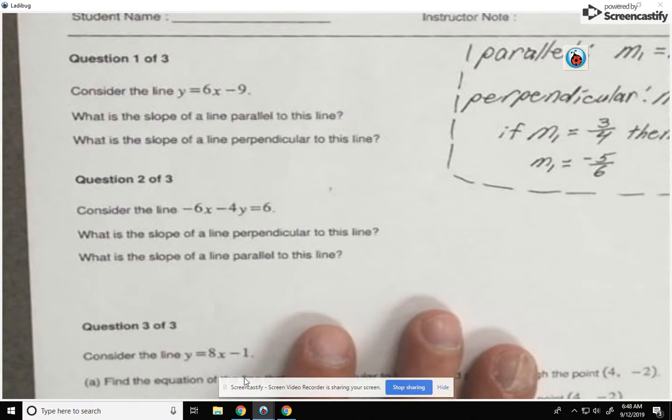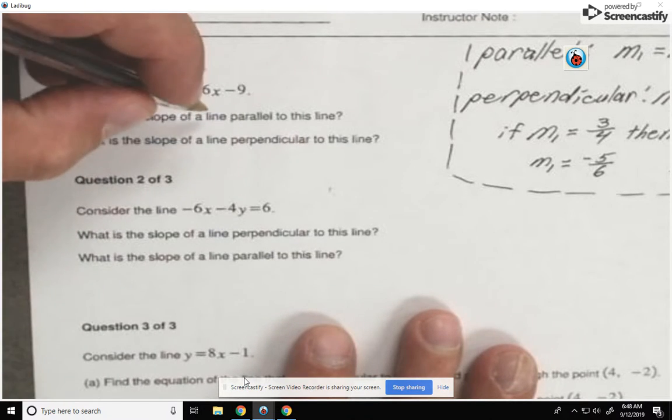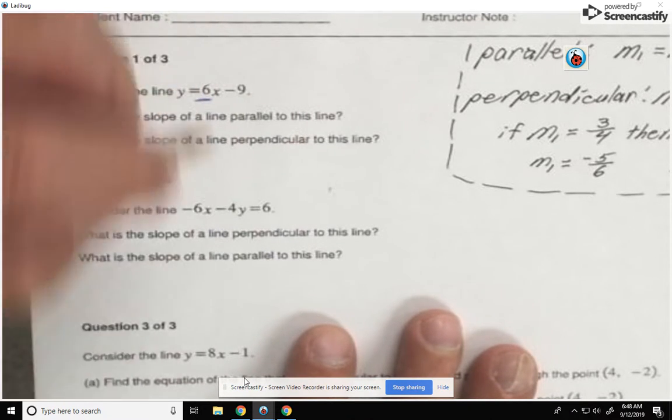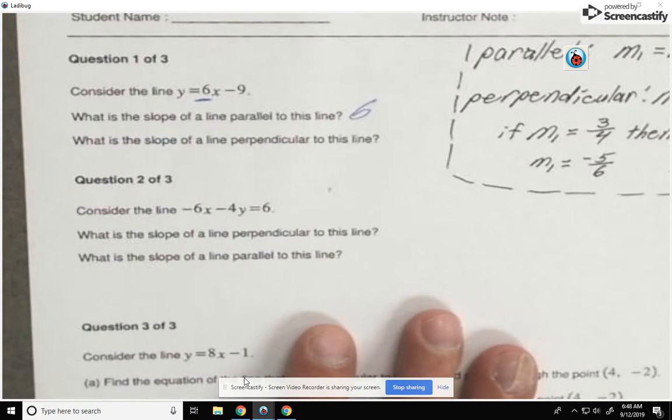Now, question 1, we're given a basic equation and we're asked to find the slope of a parallel and perpendicular line. The first part asks for parallel. Again, parallel lines must have the same slope. So since our slope is 6, we know that our parallel slope is also 6.